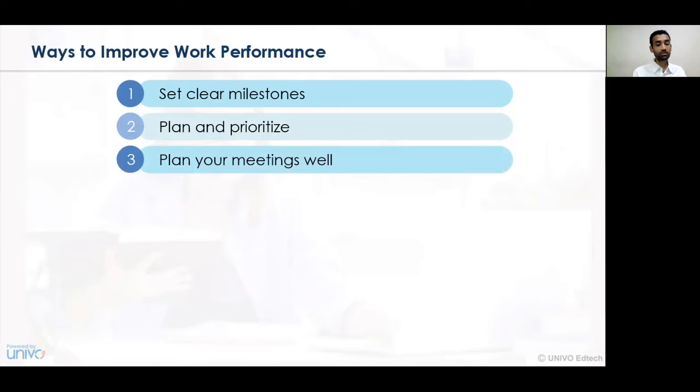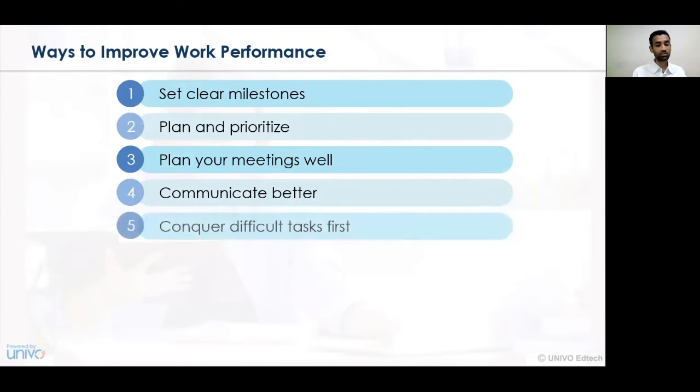Number 3, planning your meetings well. Planning each and every meeting in a well organized and predetermined way is essentially important. Communicating in a better way: effective communication is very important in order to improve work performance in the business organization. Conquering the difficult task first.